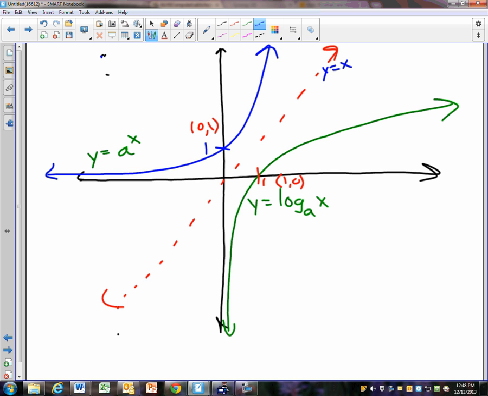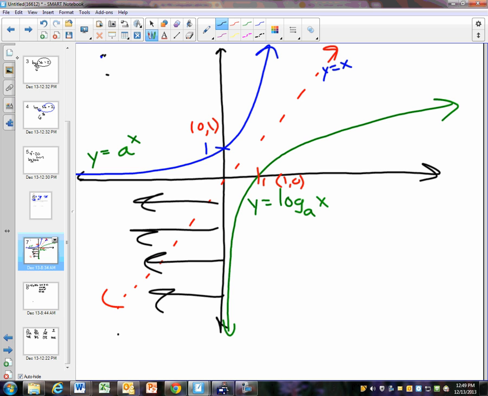They switch. So you can see this one has a horizontal asymptote of 0. This one has a vertical asymptote of 0. All that stuff switches. They just trade. But you can see from the green graph, you can't plug in anything off in this direction. Nothing over there is available, including the number 0.